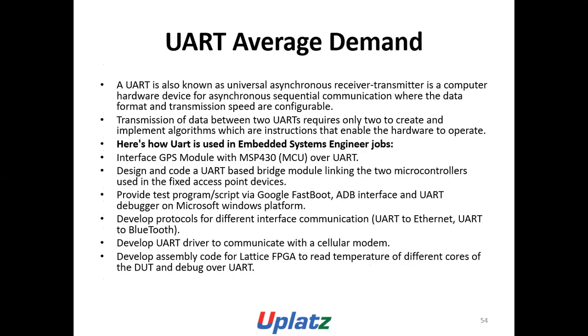UART is another average demand skill for an embedded system engineer. UART is known as the universal asynchronous receiver transmitter. It is a computer hardware device for asynchronous serial communication where the data format and transmission speed are configurable. Transmission of data between two UARTs requires only two wires, and algorithms are the instructions that enable the hardware to operate. Here is how UART is used in embedded systems.